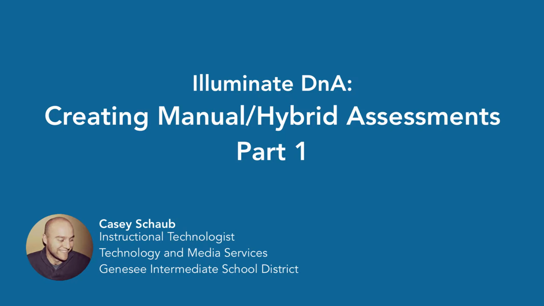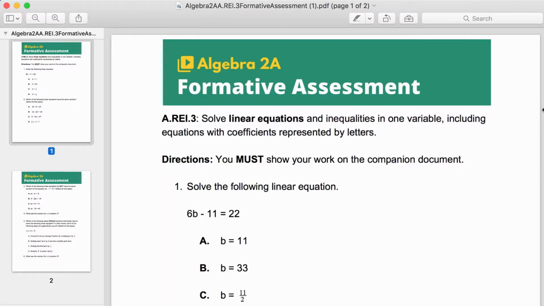This video is going to show you how to create a manual/hybrid assessment within Elluminate. So the first thing I want to show you here is that I have a digital copy of my assessment. This one is saved as a PDF, and I recommend that you save your assessment as a PDF as well, just so you make sure that all the formatting is going to be consistent. Later on in this video, I'm going to show you how you can attach this digital copy of your assessment to the manual/hybrid assessment within Elluminate.